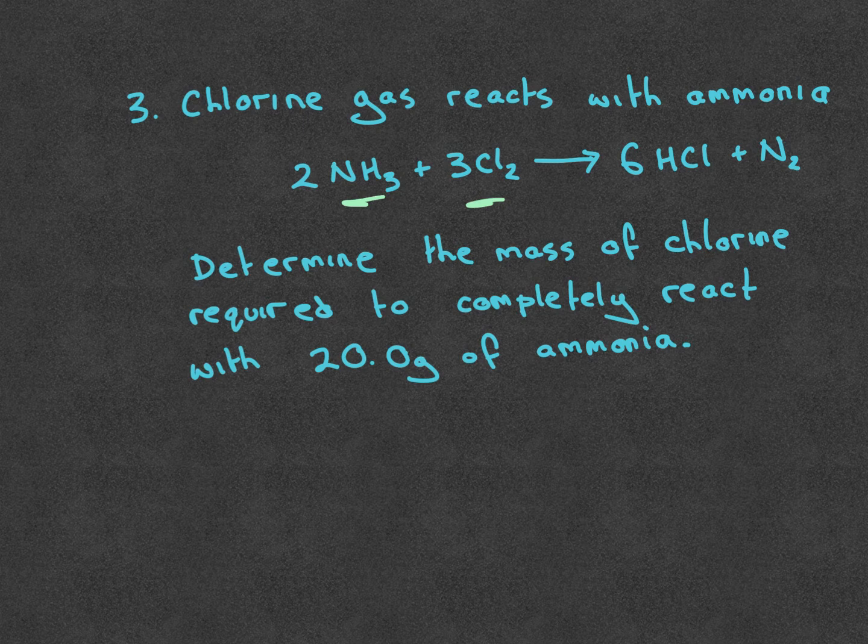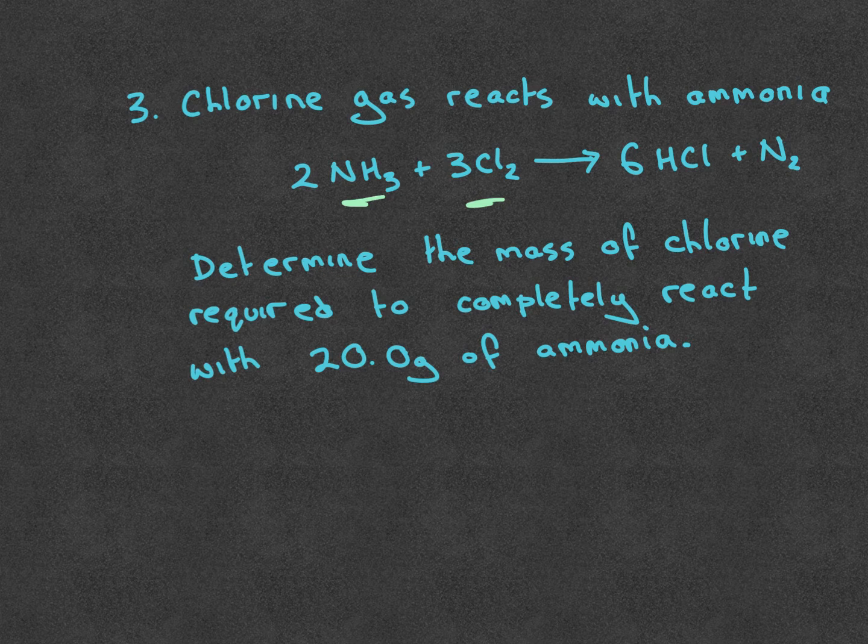So it's giving you the reaction for the equation, and the question is asking you to determine the mass of chlorine required to completely react with 20 grams of ammonia. What we've got here, and what you might hear referred to in some of the questions, is a limiting reagent. So we know exactly how much ammonia we've got, and we want to know, if we surround this with chlorine gas, what is the mass of chlorine gas that we actually need?